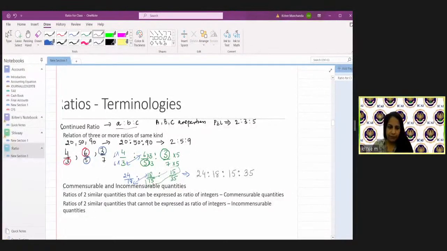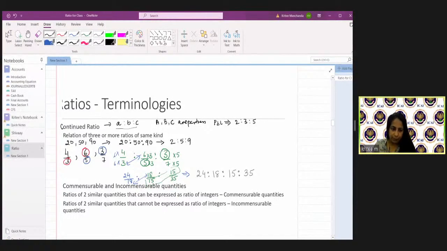So the next thing we have is commensurable and incommensurable quantities. When I'm talking about commensurable quantities, these are those quantities whose ratios can be expressed as the ratio of integers. Now, this is quite technical, but it is a very simple concept.